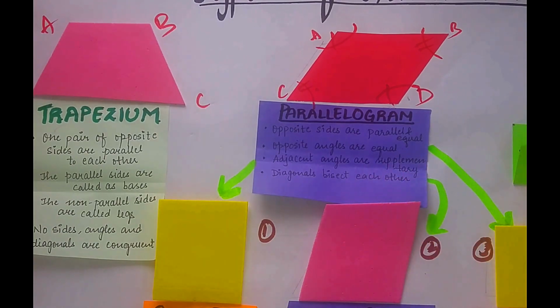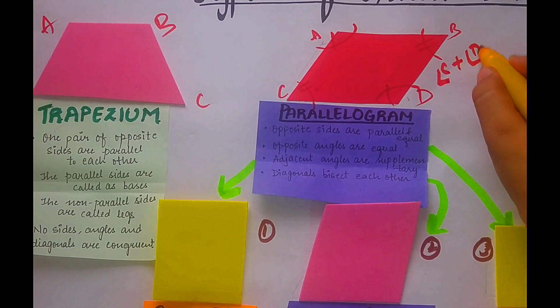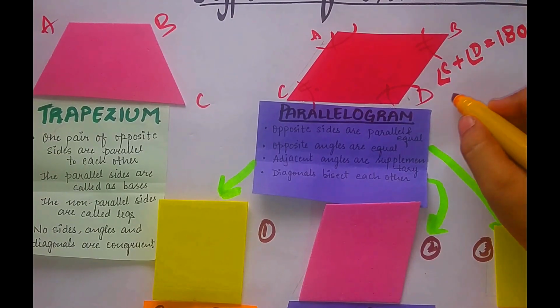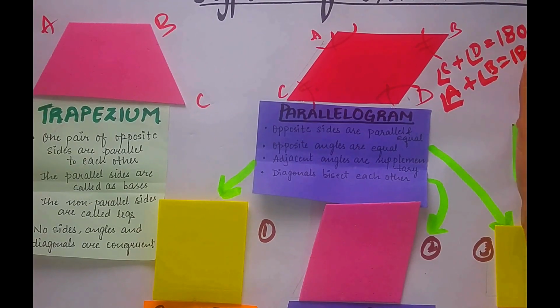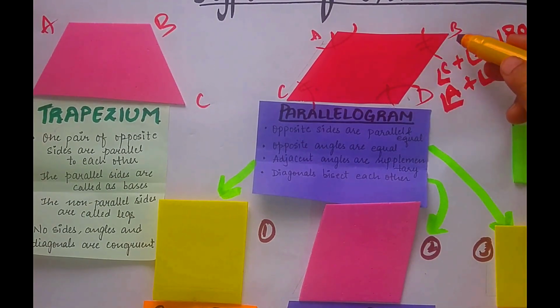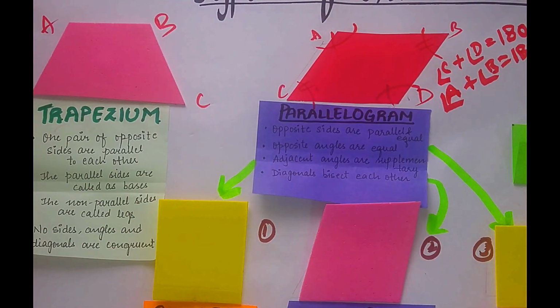And the adjacent angles are supplementary. That means when I add angle C plus angle D, I'll get 180 degrees. And similarly, if I add angle A plus angle B, I get 180 degrees. Even these are adjacent to each other. So angle B plus angle D is also 180 and angle A plus angle C is also equal to 180 degrees.